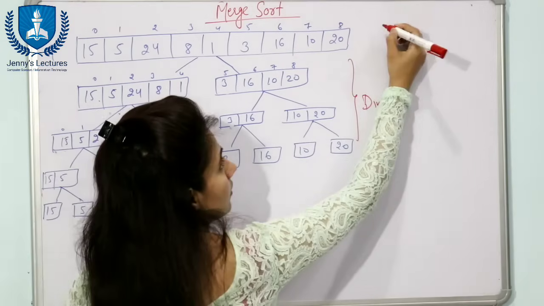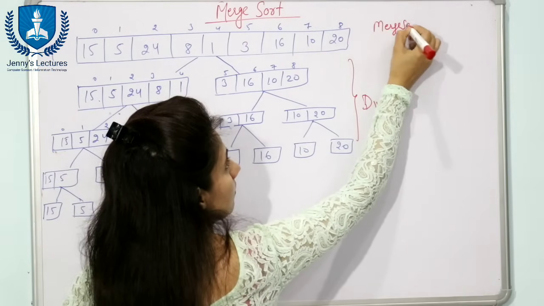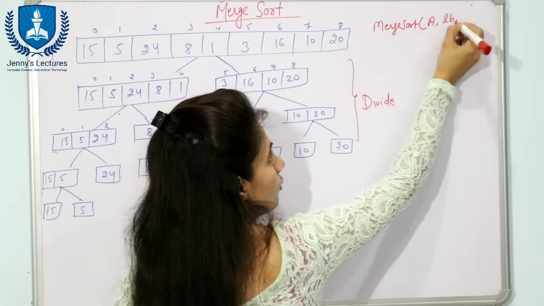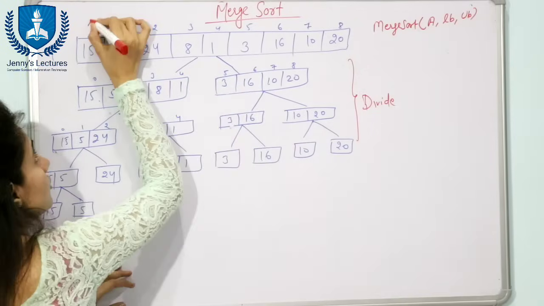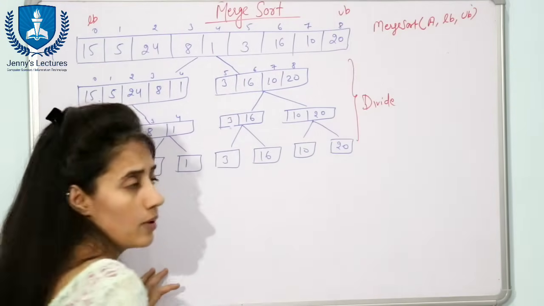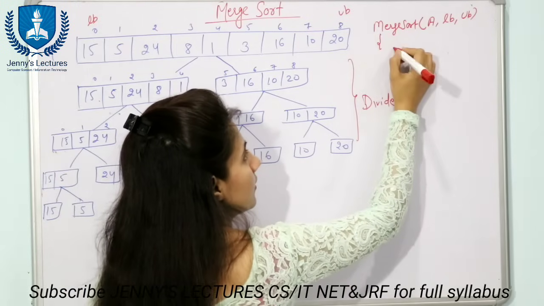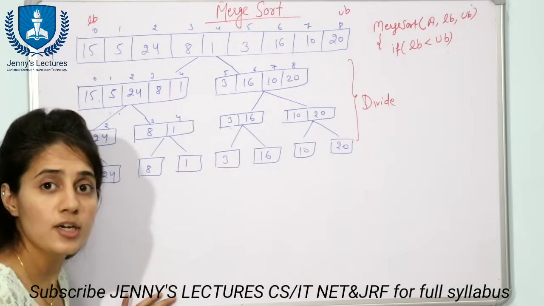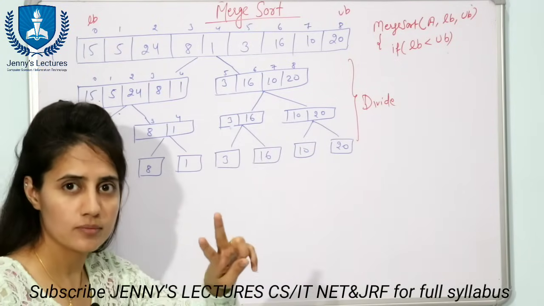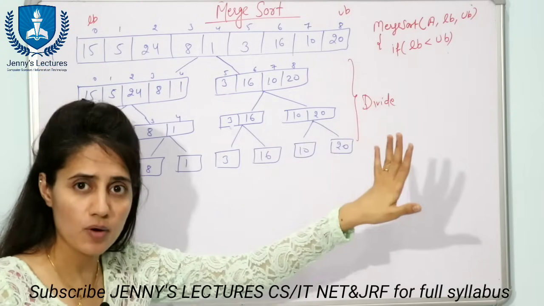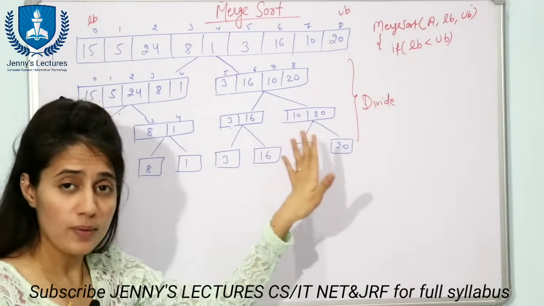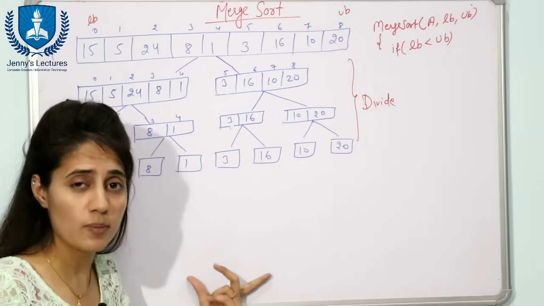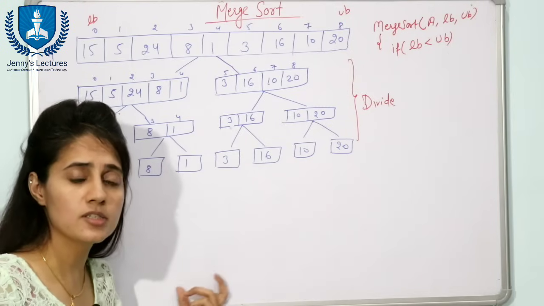We are going to take a function merge sort. A is the array, and we pass the lower bound and upper bound. If the lower bound is less than the upper bound, it means that array has at least 2 elements. If 2 elements are there, then you divide that particular list into sublists, until each sublist has only 1 element.